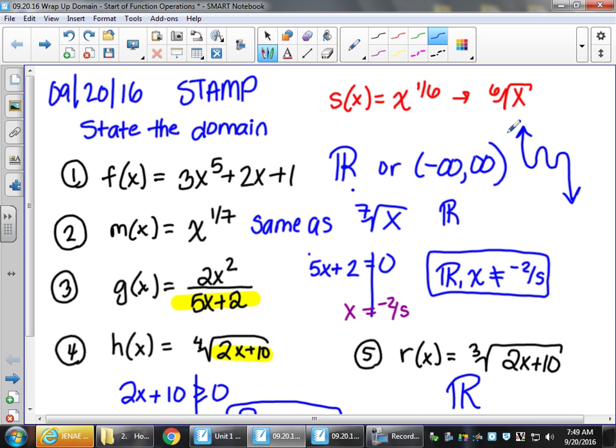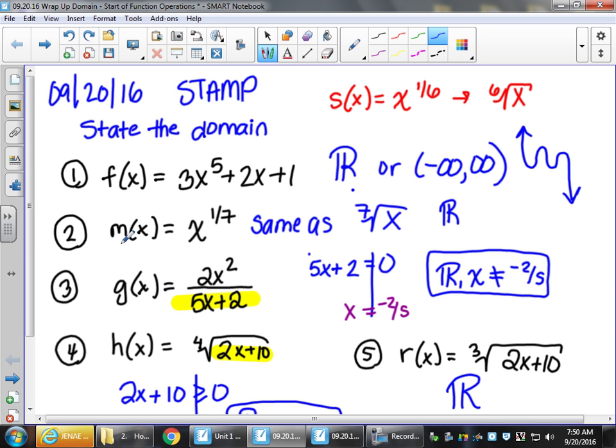So I clearly see if I came in from the left or the right, I have no restrictions. It's negative infinity to infinity. But I wouldn't expect you to have to graph this to know that. If I look at this function, I do not see an even root and I do not see a rational function, meaning x in the denominator. So therefore, I automatically know all real numbers.